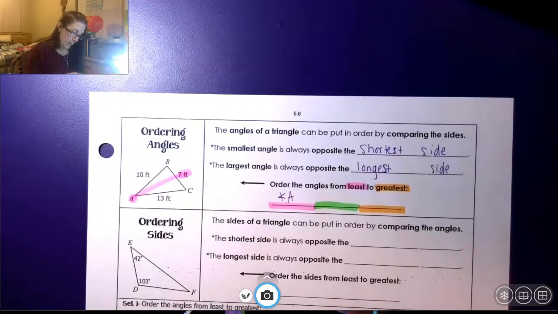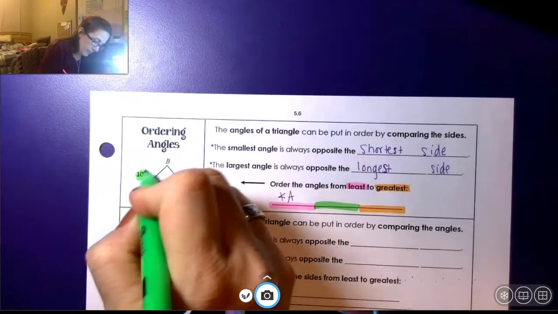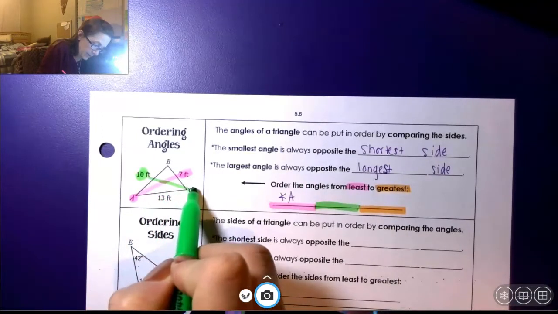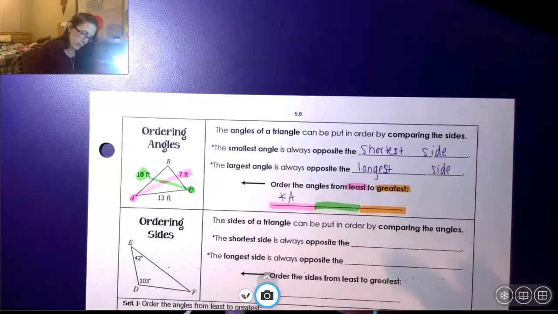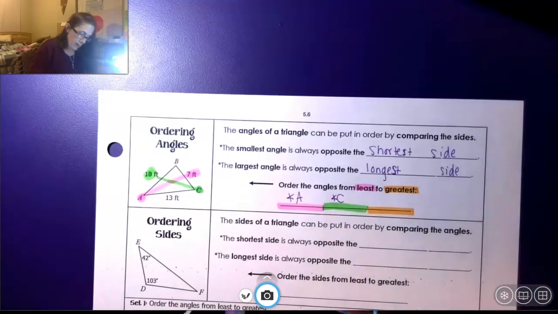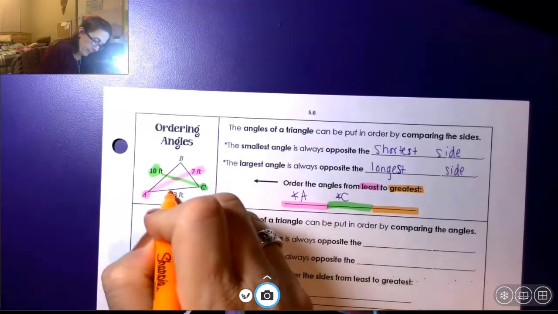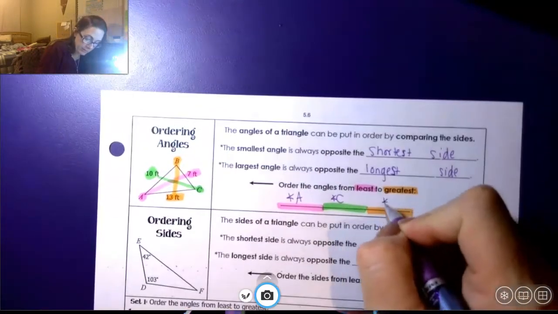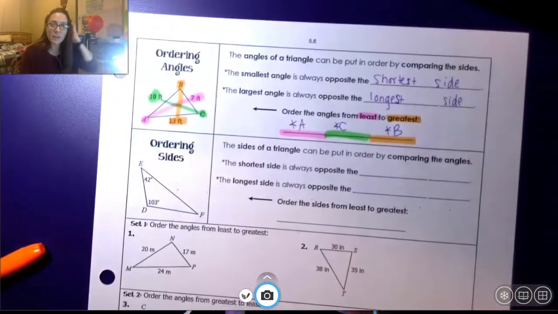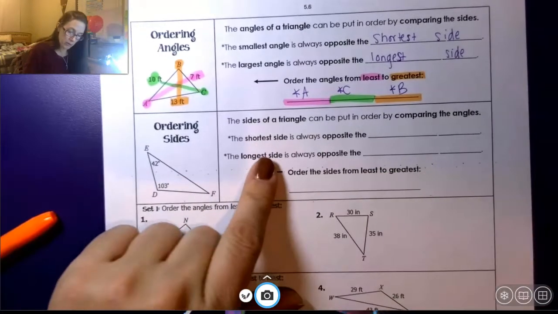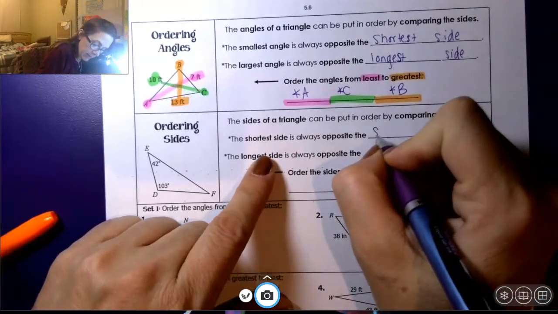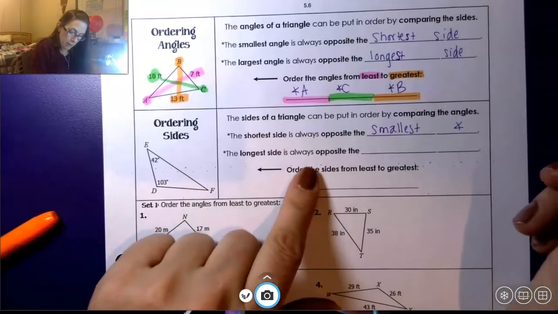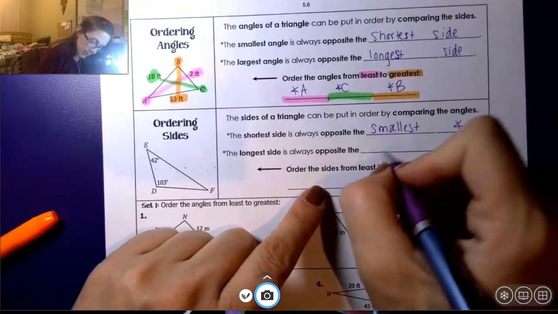My medium side is going to be 10. And remember, it's opposite. Opposite is going to be C over here. So we're going to put angle C. And then the largest side is 13. Opposite of the 13 is my B. So we're going to go ahead and put angle B. There we go. Same thing pretty much happens over here with ordering the sides. The shortest side is always across from the smallest angle. The longest side is always opposite the largest angle.